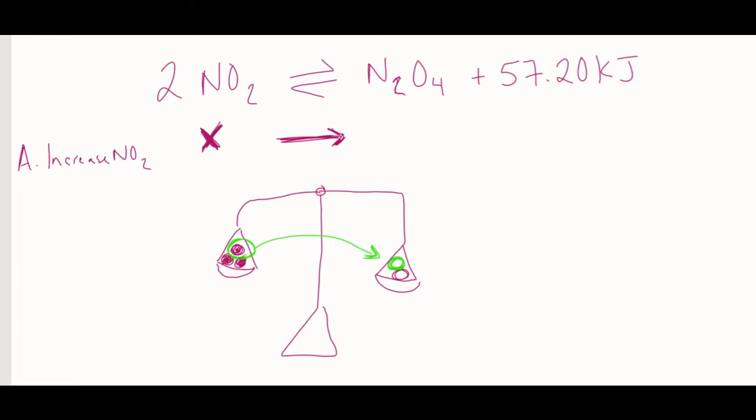It's going to shift to the products because we have too much NO2, so we need to make more of the N2O4, which will also make more heat. Okay, it's going to make more of everything on the right side. All right, second question. I'm going to keep my little scale up here because I think it's a really good visual for us to use.